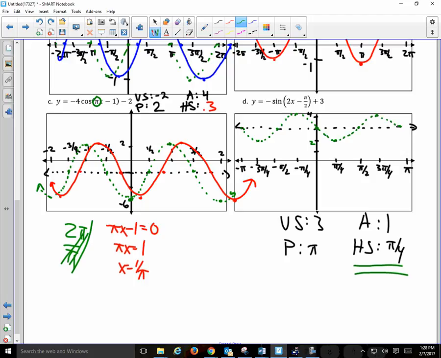All right, so that's my ghost graph. Now I'm going to shift everything horizontally pi over 4. How much of a tick mark is pi over 4? It's one whole tick mark. So everything moves one tick mark to the right. Everything moves. And there's my graph.